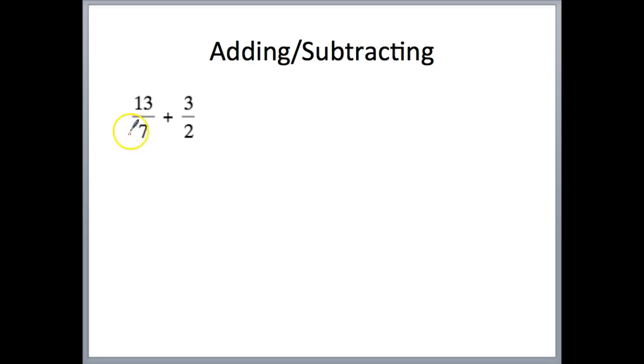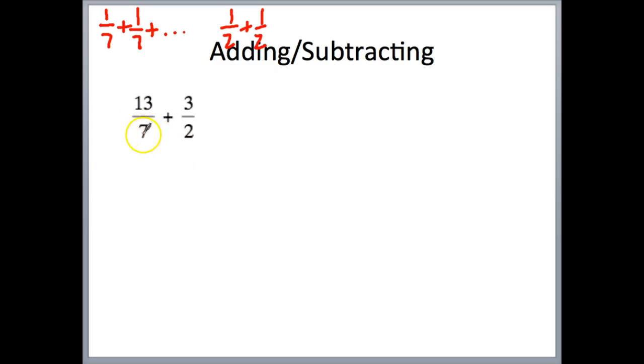That is because here I've got 13 sevenths and I have 3 halves here. We even say it like that, 13 sevenths and 3 halves. That means I've got 13 1/7s and 3 1/2s, and I'm adding them together. It doesn't make a whole lot of sense because these aren't the same thing. Sevenths and halves, how can I add them together if they're not the same thing? So what we're going to do is make them the same thing by having a common denominator.